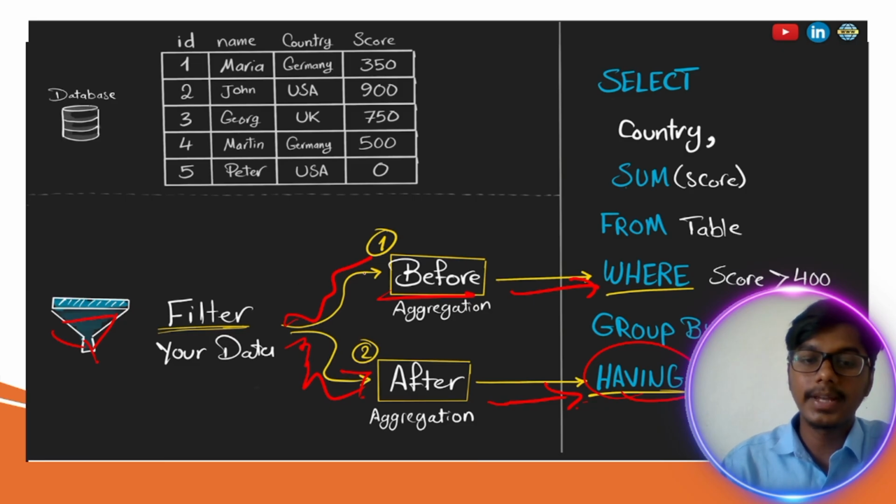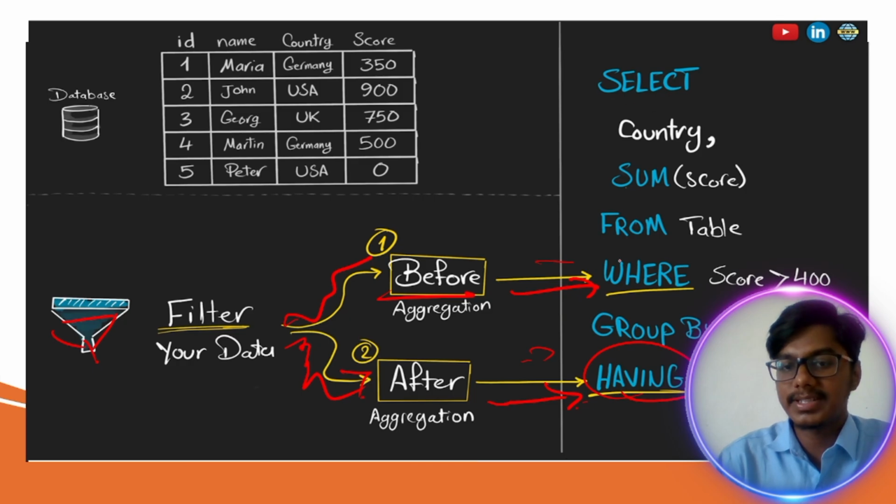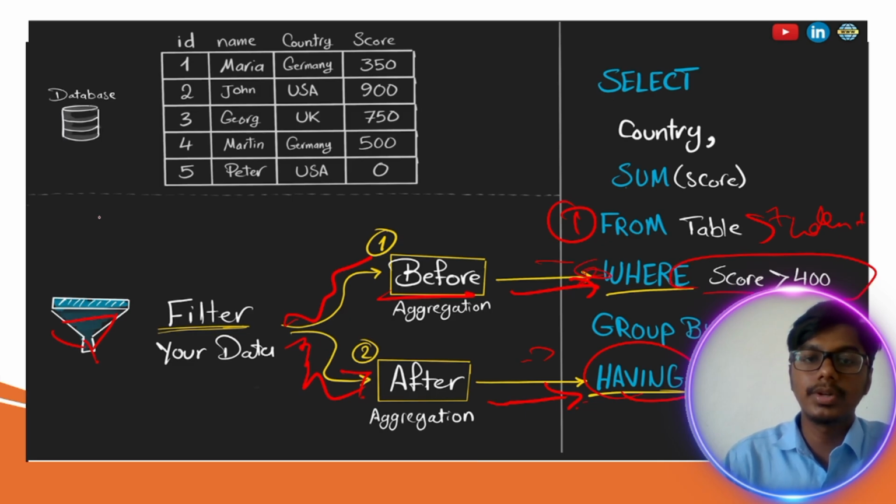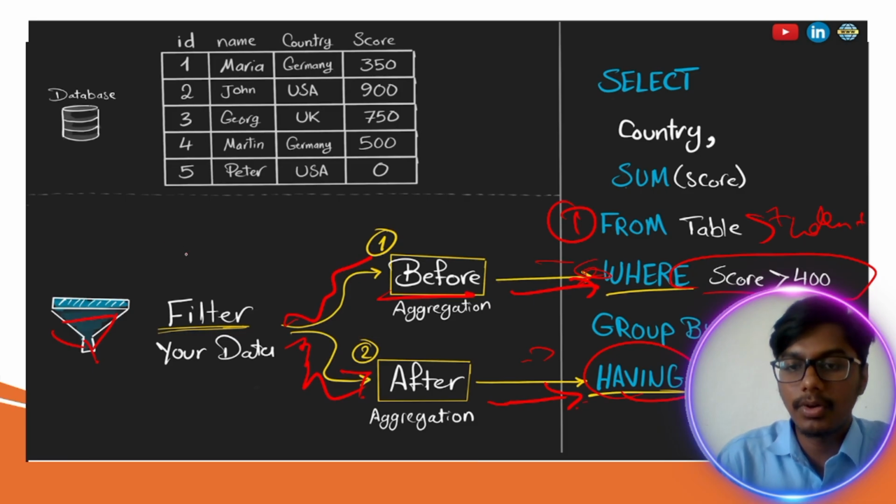So before aggregation we can use the where condition, and after aggregation we can use the having condition. How does it work? First of all, we are selecting from the student table. The first clause that executes is where, and where the score is greater than 400. That means, first of all, we filter before aggregation.